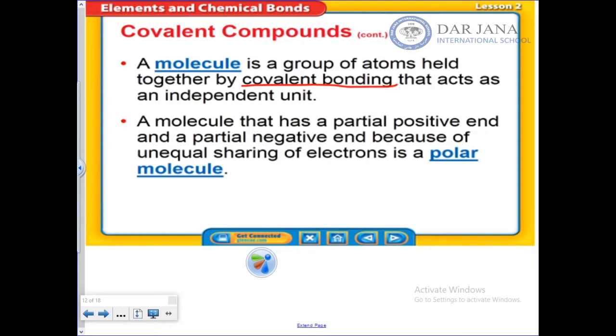A molecule that has a partial positive end and a partial negative end because of unequal sharing of electrons is called a polar molecule. Let's focus here, guys. What do you mean by polar molecule? Now we know that a molecule is a group of atoms that are held together by covalent bond. So what do we mean now by polar molecule?